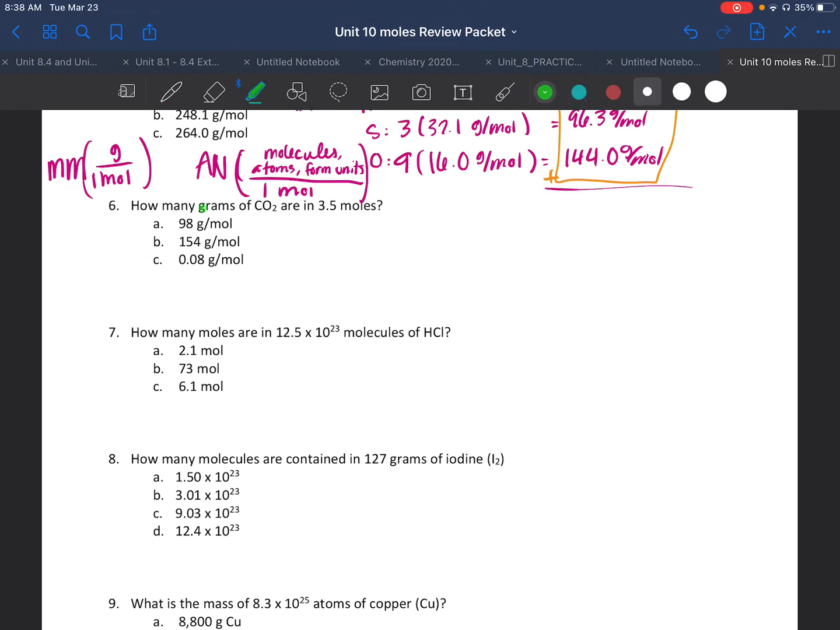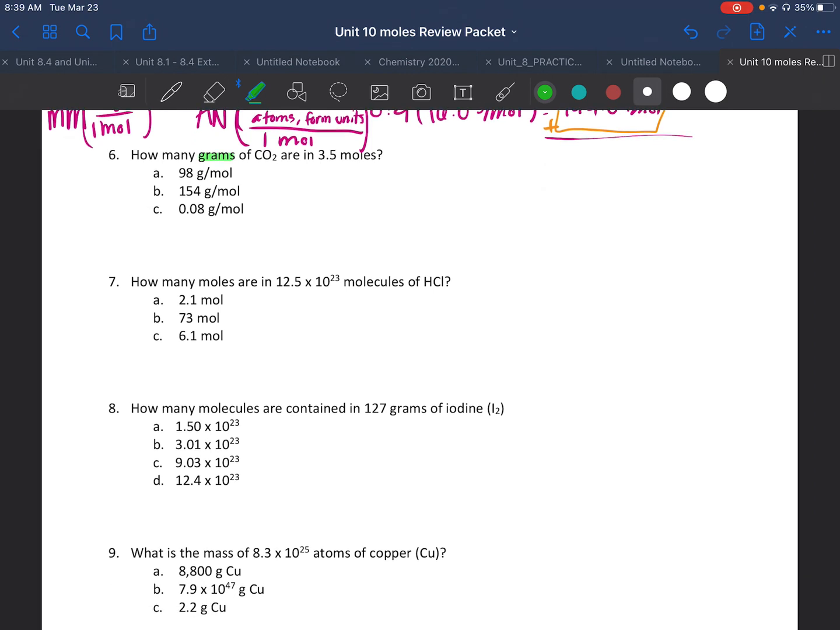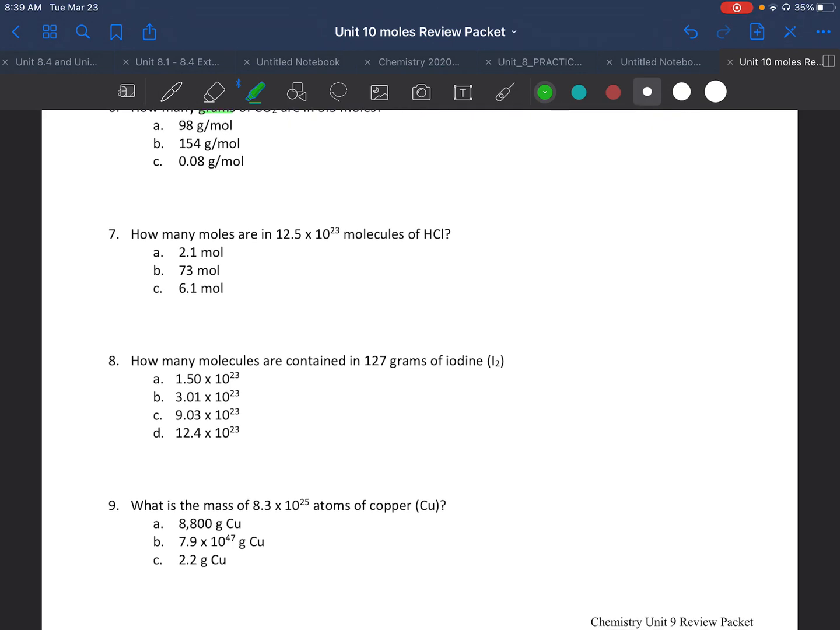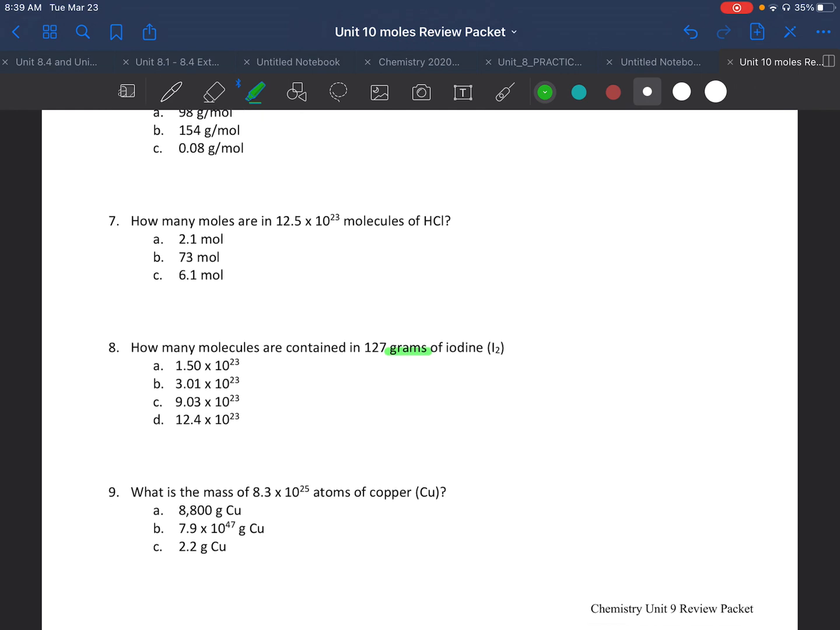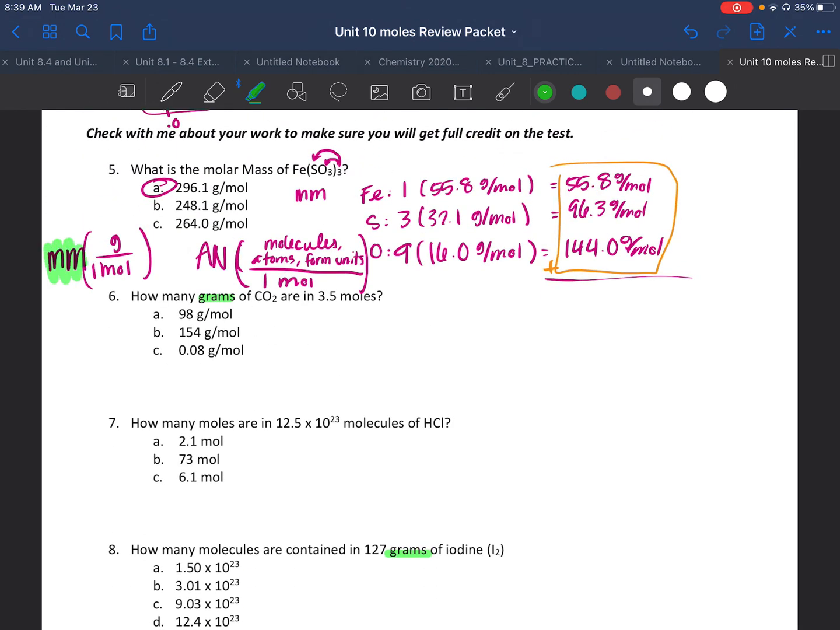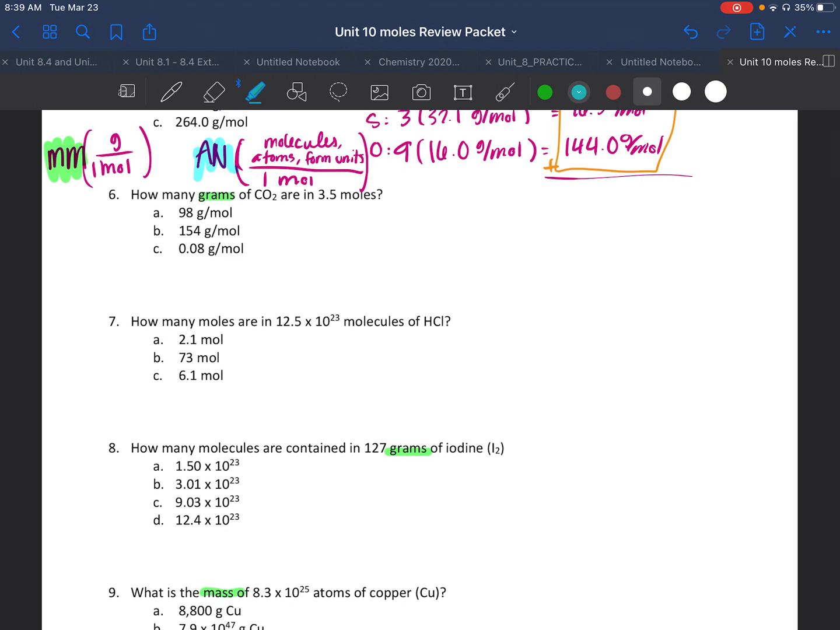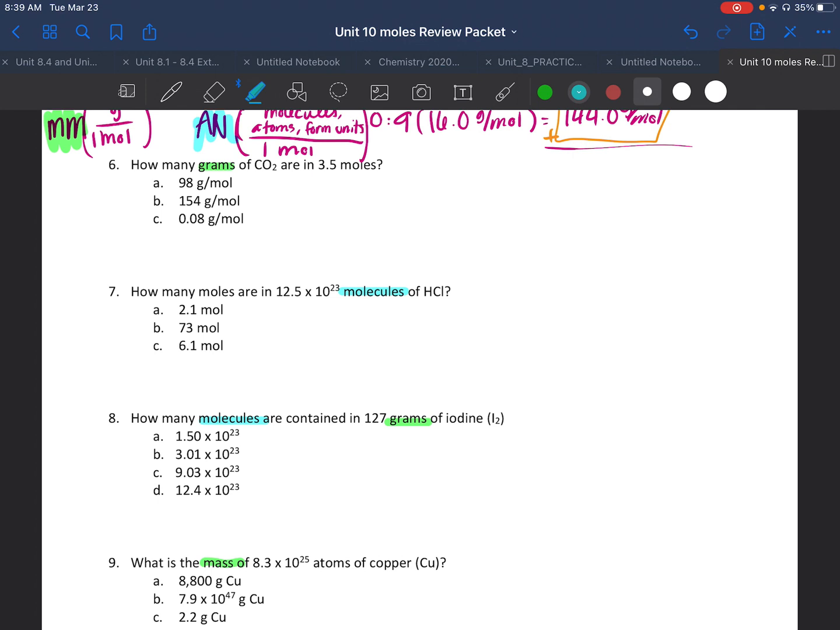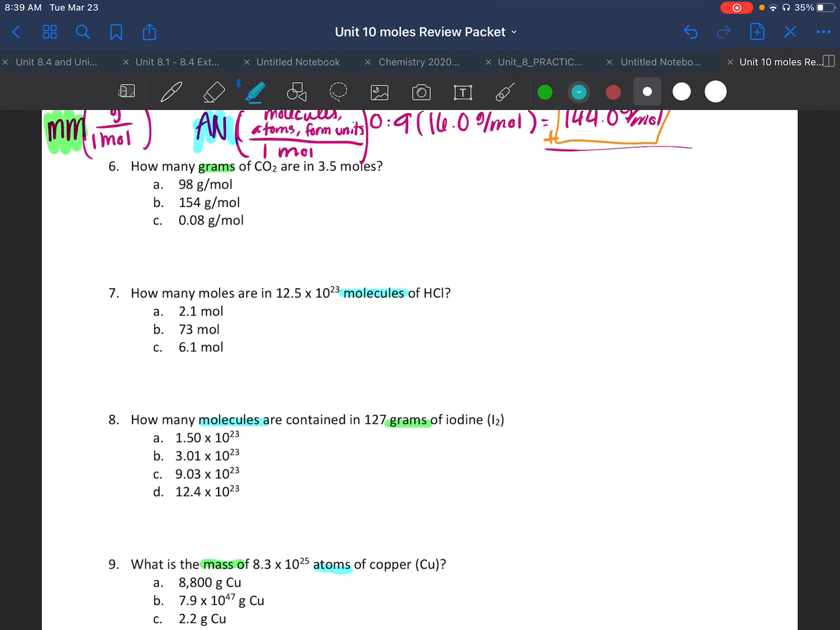If we see things that say grams, and I'm going to go through and highlight throughout these problems. Number 7, anything talk about grams or mass? No. How about 8? Yes, we talk about grams again here. 9, we talk about mass. All of these problems are going to use molar mass then. Now, if you see anything that talks about molecules, atoms, formula units, we use Avogadro's number. 6, no. 7, yes, we talk about molecules. 8, we talk about molecules. 9, we talk about atoms. So I know I'm going to use Avogadro's number for all these problems.